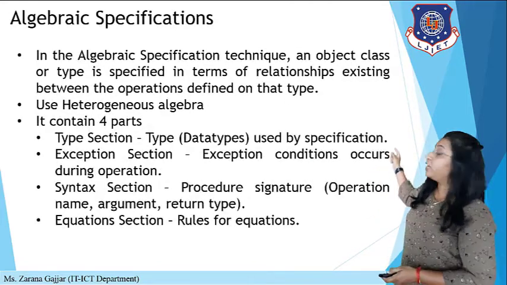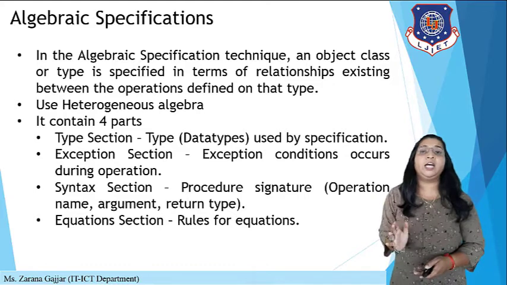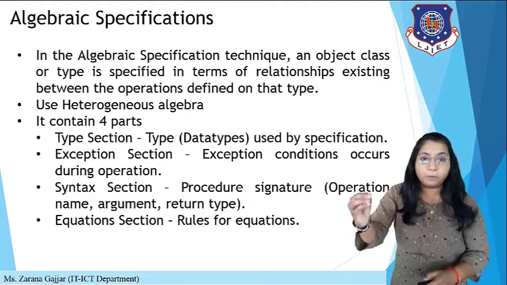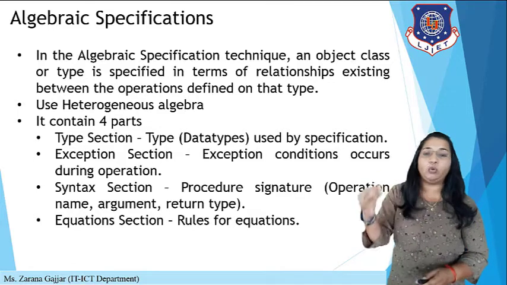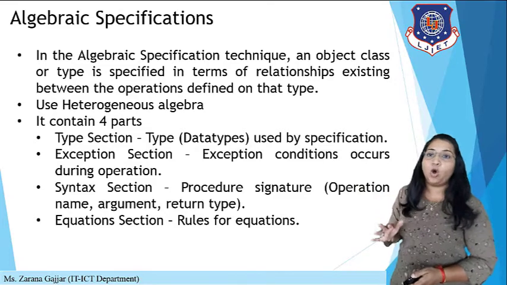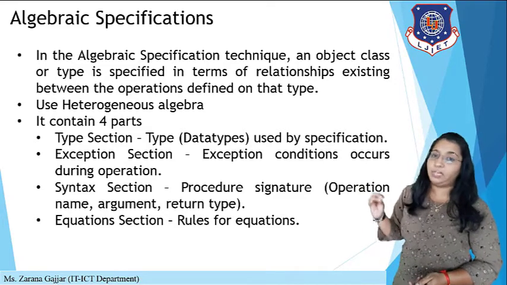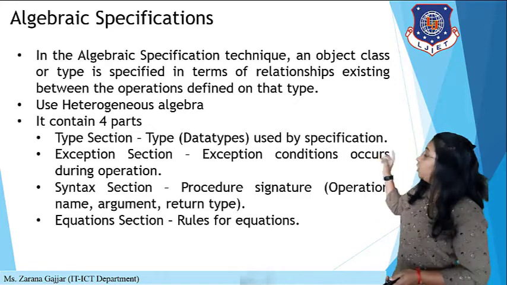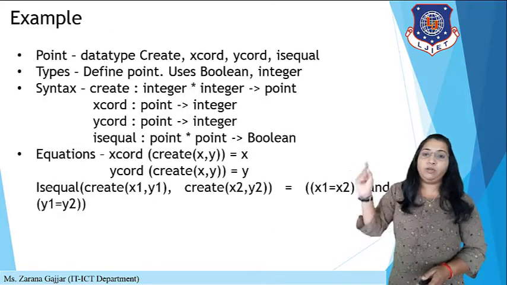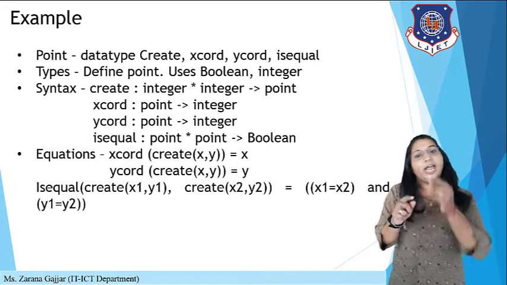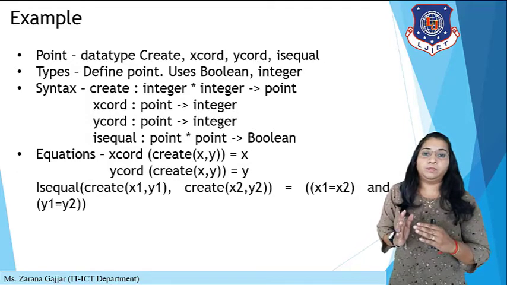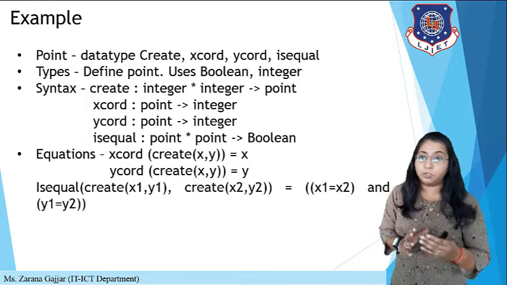Next is the exception section we have already discussed, but in our problem there is no exception. So it is optional. If you want to declare it, you can declare an exception, but if you want to skip this section, you can skip it. If an exception condition occurs during an operation, then you have to mention it in the exception section. But here there is no exception, because if you mention the x coordinate and y coordinate, it will draw a point. So there is no chance of any problem or exception arising.